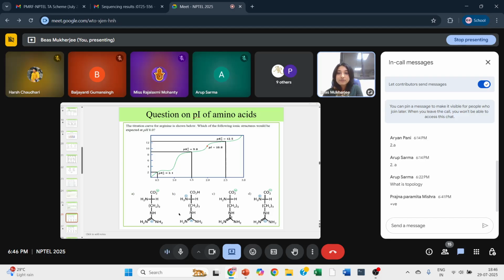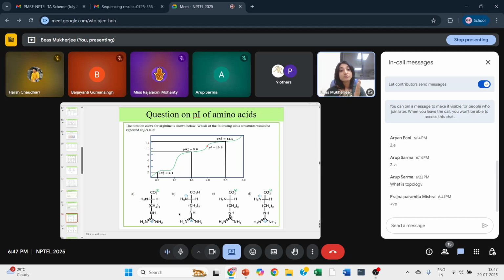So they are asking you, this is for arginine. Now the pKa values are all given, and the pI value is also given. See, pI comes in between the two pKa values, pKa2 and pKa3, and both of these are much higher than 7. So that means this is a basic amino acid, which is true because this is arginine. It is supposed to be basic, right? Now what are they asking you?